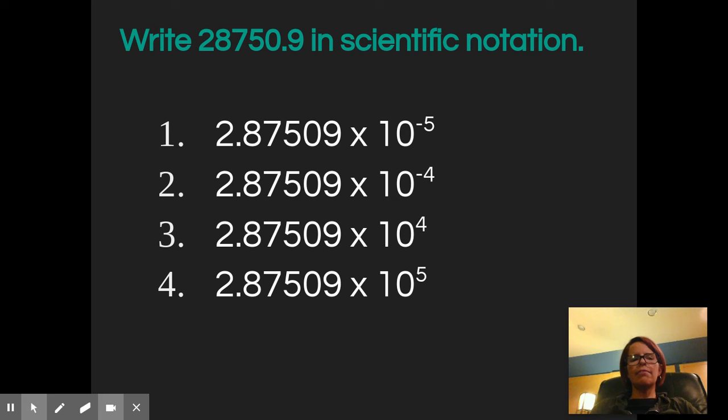Do it in your head. Write this number in scientific notation. What would that be? Well, you've got to figure out how many decimal places you have to move it over. You want the decimal to be between the 2 and the 8. So 2.87509 times 10 to the, and you would have moved it 1, 2, 3, 4 spaces. So number 3 would be the right answer on that one.